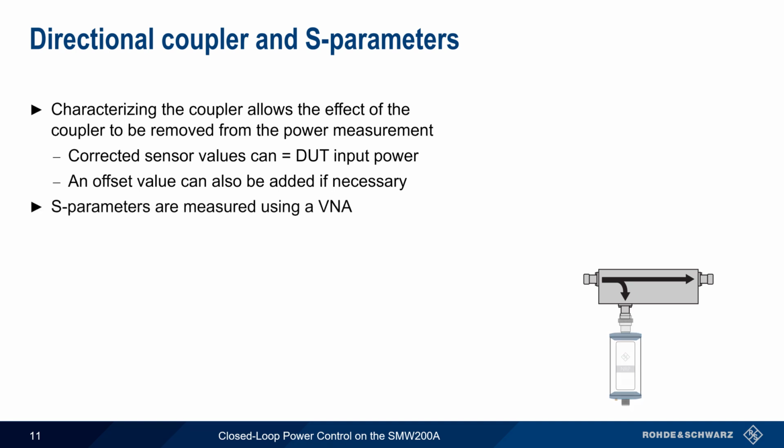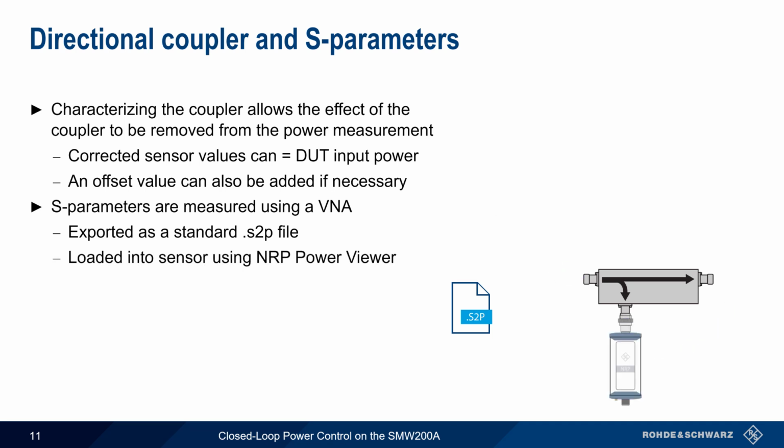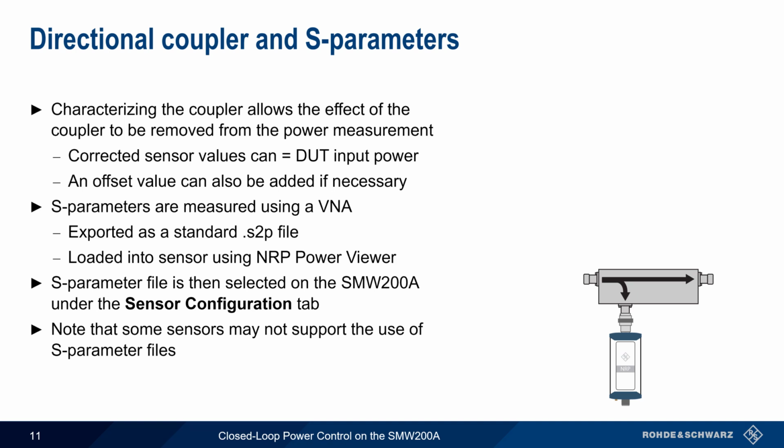We characterize the coupler in the form of S parameters, measured using a vector network analyzer or VNA, and these S parameters are exported as a standard S2P file. This file is then loaded into the sensor using the free NRP Power Viewer software package. As we'll see over the next few slides, the appropriate S parameter file is selected under the Sensor Configuration tab. Please note that some NRP sensors may not support the import of S parameter files.